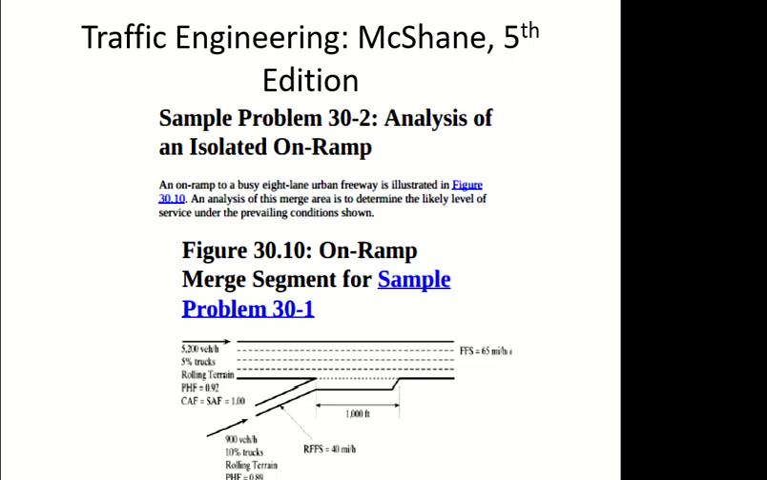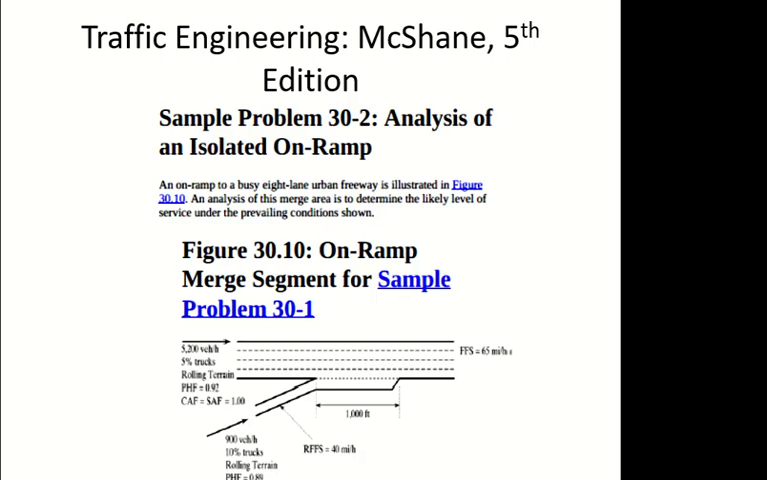We have a merge section here. The free flow speed of the ramp and the freeway is given. We have rolling terrain, the percentage of trucks is given for both cases, and the peak hour factor is given. All the adjustment factors are equal to 1. The 1000 feet is the acceleration lane. You can see we have 4 lanes in one direction on the freeway, so it's an 8 lane freeway.